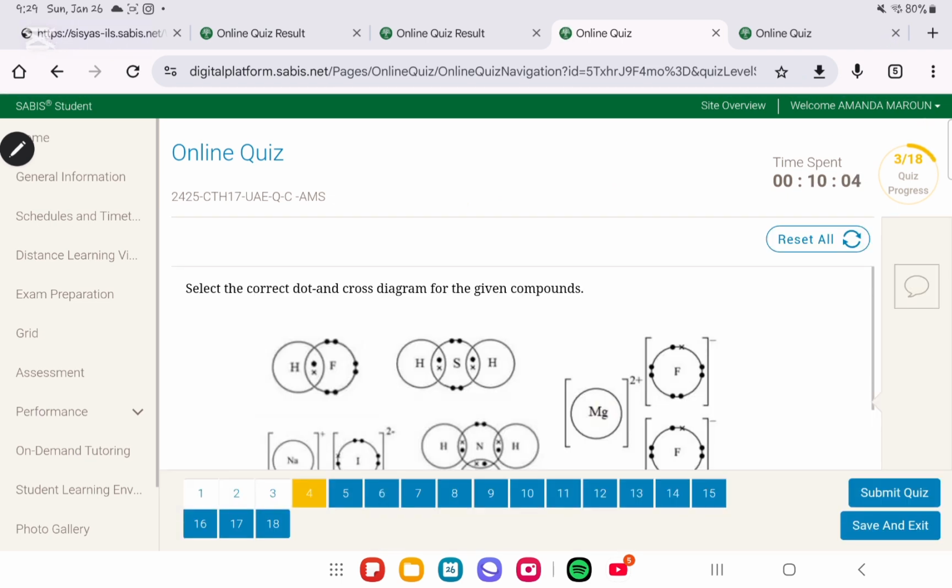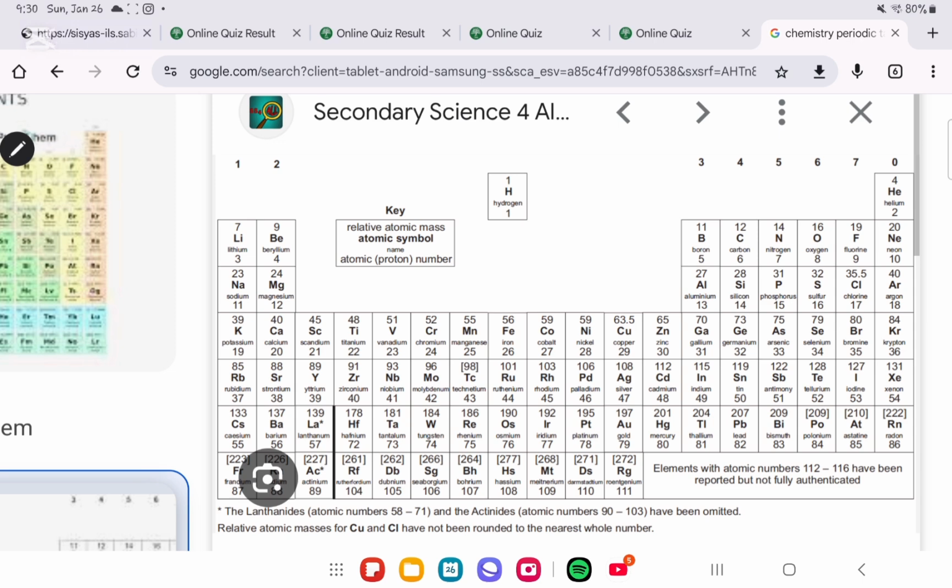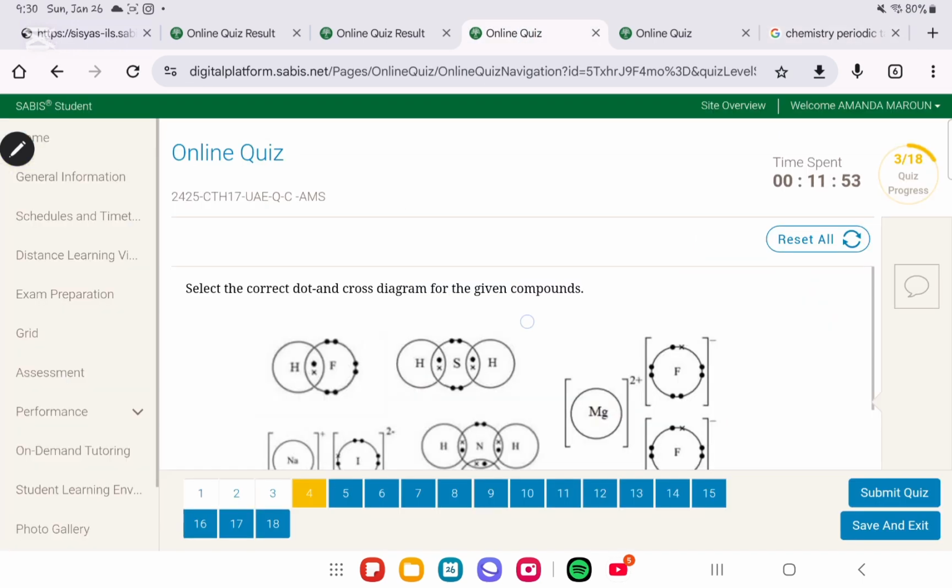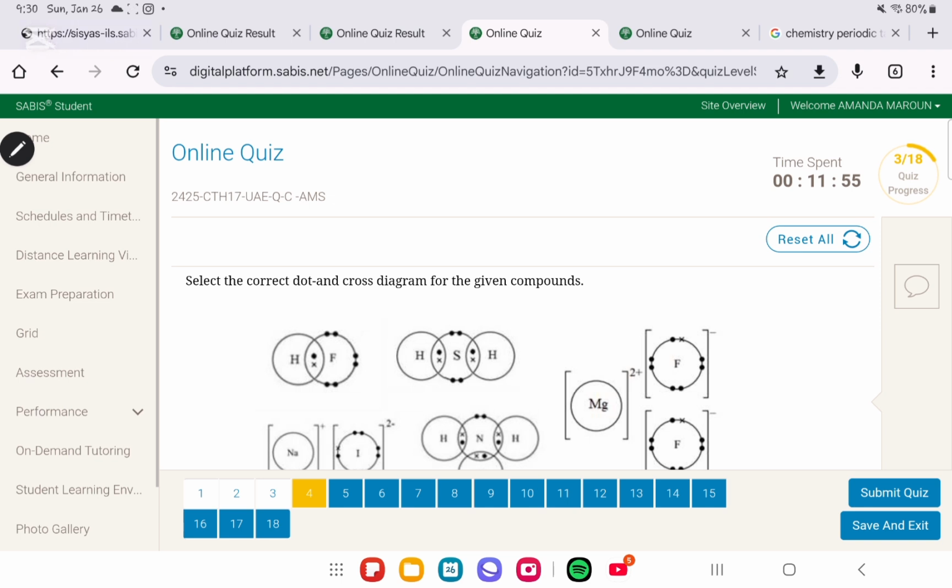They said select the correct dot and cross diagram for the given compound. So let me open the periodic table. Okay, so this is the periodic table I'm going to be using because it's similar to the ones they give us in the exam. So they tell us select the correct dot and cross diagram for the given compounds. Starting with HF. Okay, how do we do the dot and cross diagram?